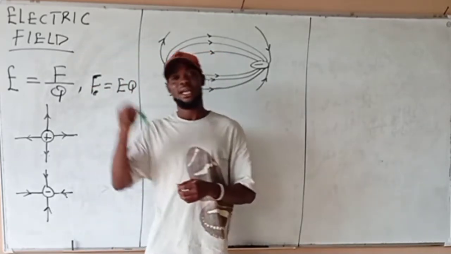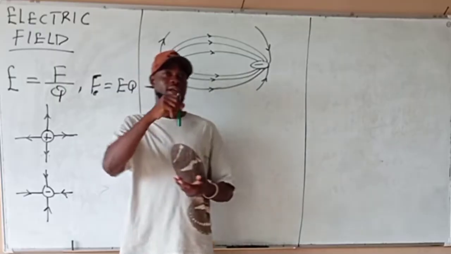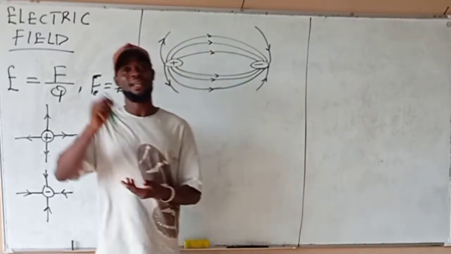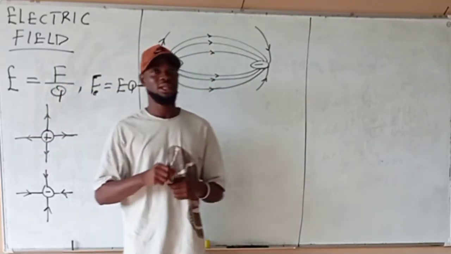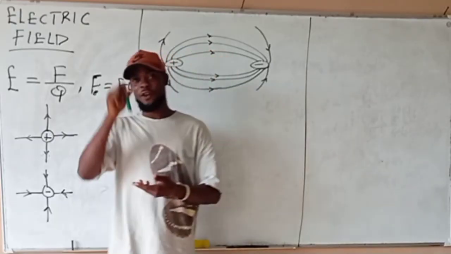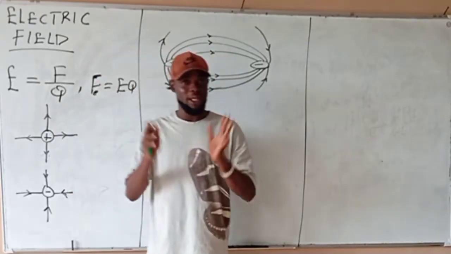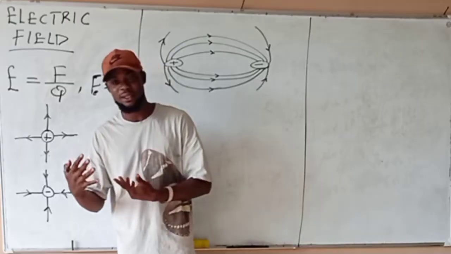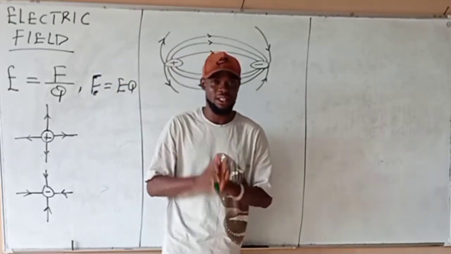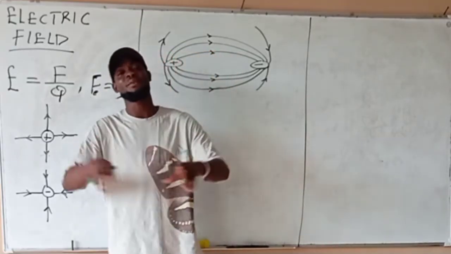Please don't forget that electric fields are always present where we have electrically charged bodies. Electrically what? Charged bodies. And don't forget, charged bodies can be in two forms. So we have a positively charged body or what? A negatively charged body.